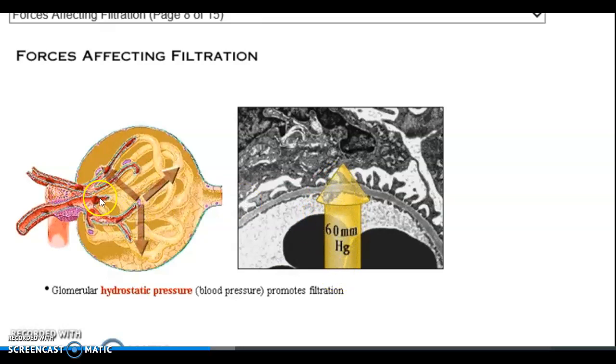Also part of what we have is this more narrow efferent arteriole and the bigger diameter of the afferent arteriole. So more blood is coming in here, less blood is leaving, and I've got a pressure of 60 millimeters of mercury to push the contents of that blood through that filtration membrane into the capsule to form that filtrate.